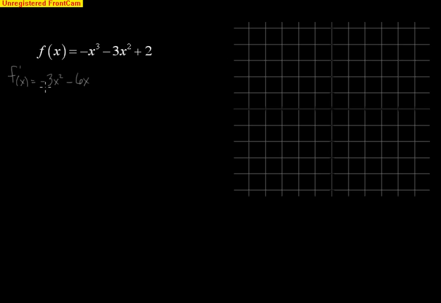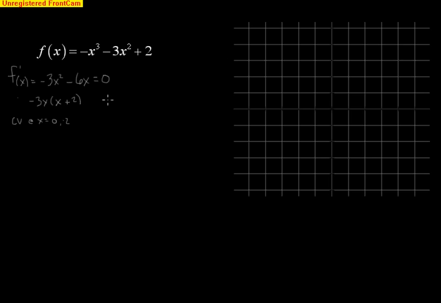Now, from the first derivative, the first thing we need to find are the critical values, and that's taking the first derivative and setting it equal to 0 and solving for x. So I'm going to factor out a negative 3x, and I'll wind up with x plus 2. So that tells me that my critical values are at x equals 0 and negative 2.